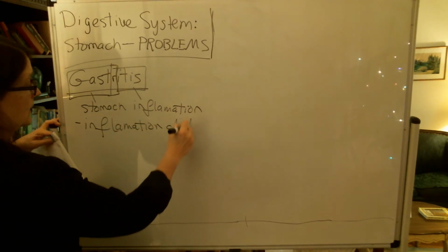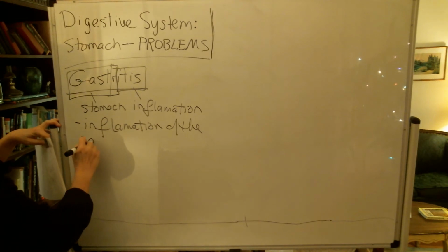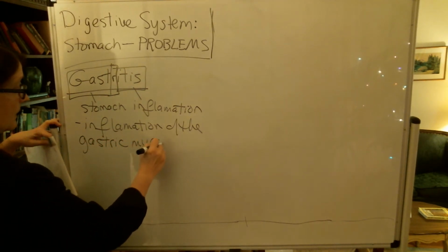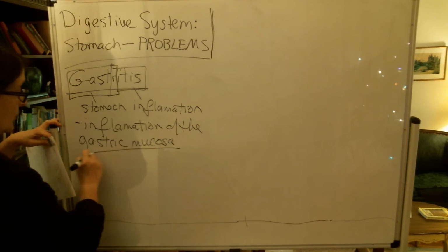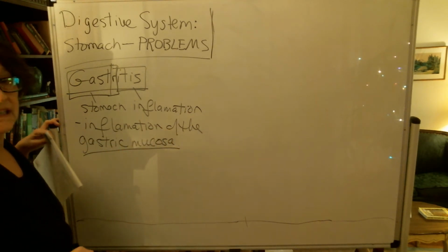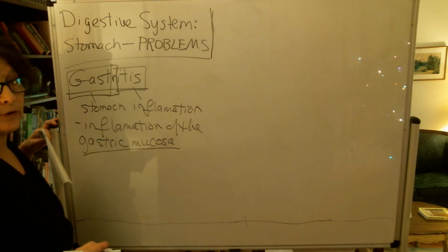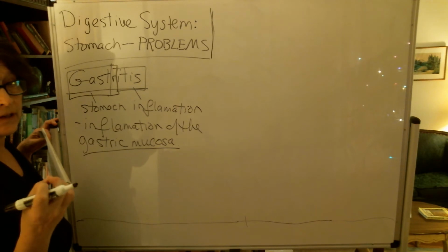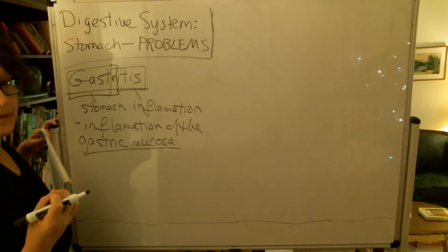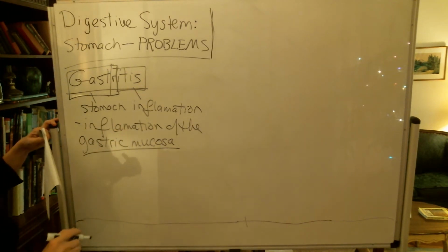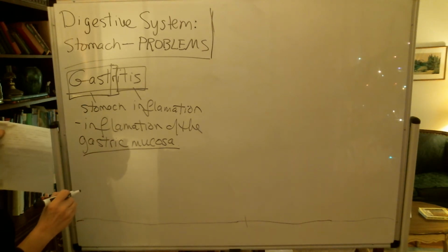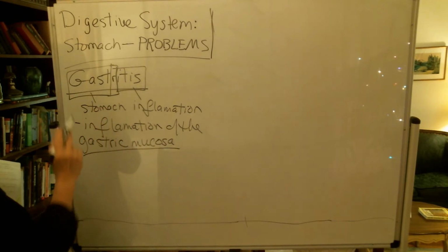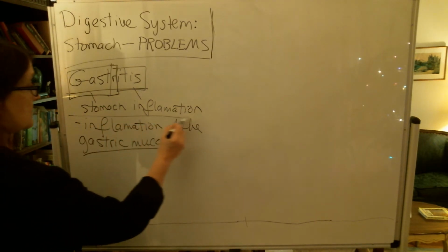inflammation of the gastric mucosa. Now you know what the mucosa is. That is the first 2 or 3 innermost layers of the GI tract. Remember, that's the mucosa, the mucous membrane. So as I said, here we are seeing the mucosa in the stomach, or gastric mucosa. And when that becomes inflamed, that is known as gastritis.